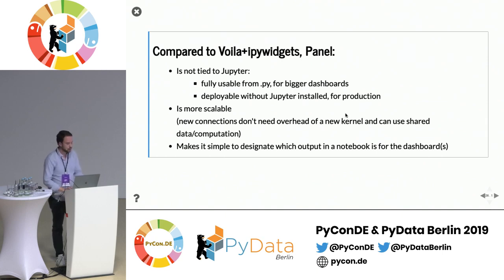And then finally, the final difference is Voila usually just serves all the output in your notebook. So if you want to kind of narrow down what you want to serve, you write a template. In Panel, so both have trade-offs, but in Panel, you basically designate, this is my output, this is what I want to actually serve in the end.